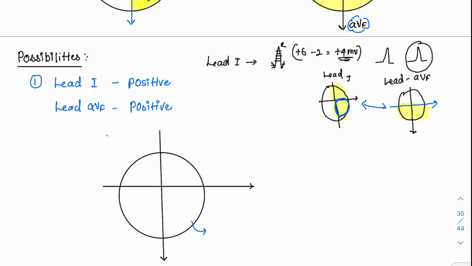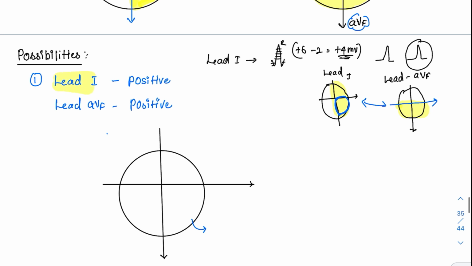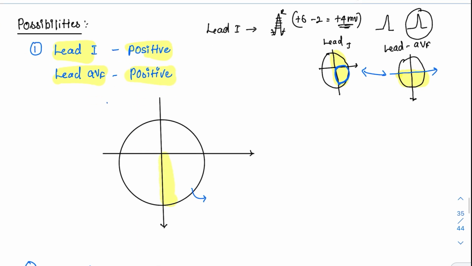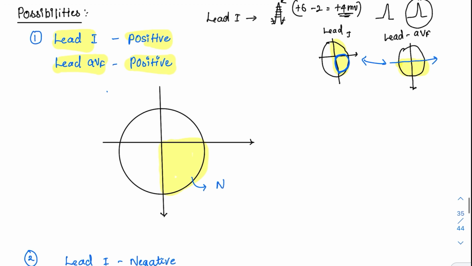So what should we shade? If lead 1 is positive and lead AVF is also positive, then we should shade this area, which is the common area for both of them. If both the leads are positive, then this area will be shaded. Where it is lying, if both the leads are positive, then it is going to be a normal axis. Understand it? The final end result is very simple. Normal axis.